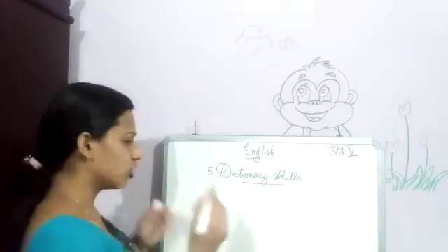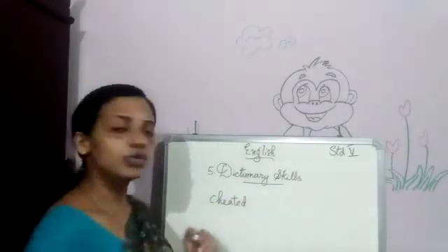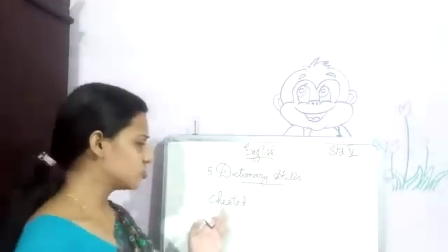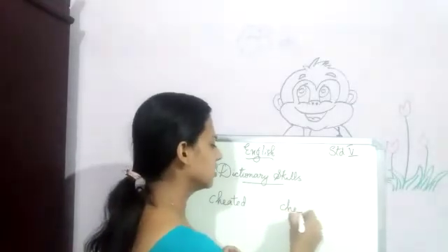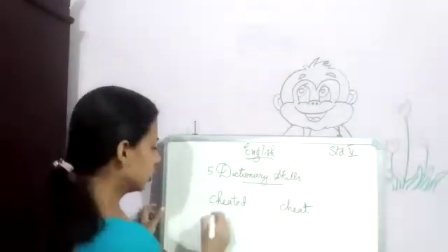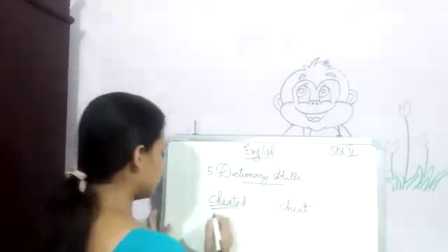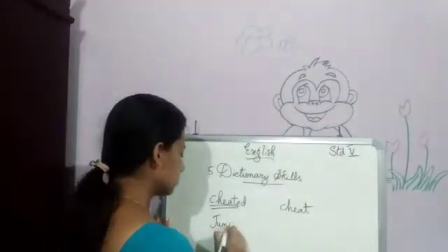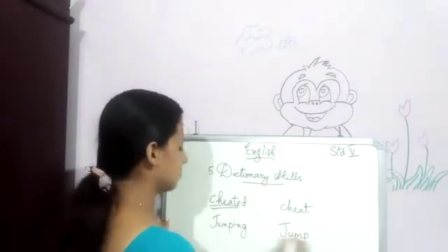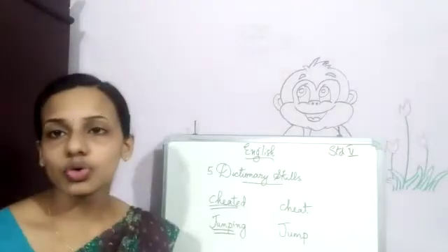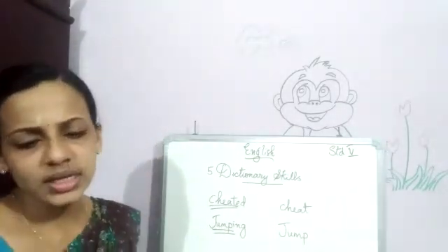If you want the meaning of cheated, you have to check the word cheat in the dictionary, the root word. If you want the meaning of jumping, you have to check jump, because it is the root word. Is that clear for you? Okay, I hope that is clear for you.